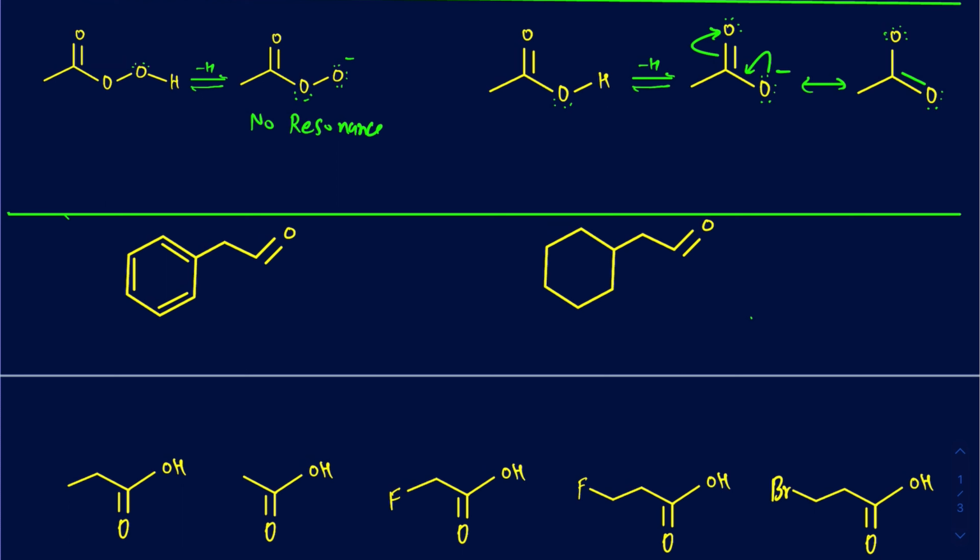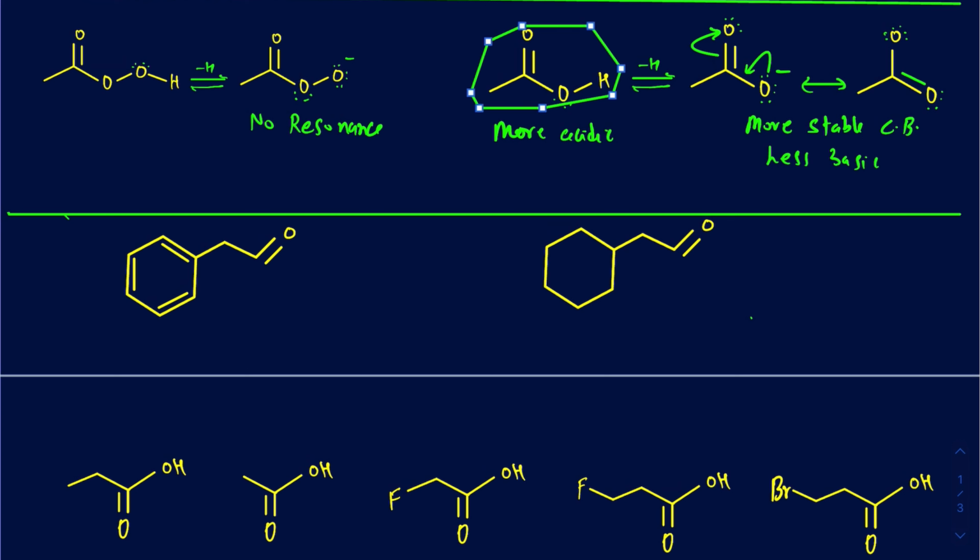So, like I have said, if you see resonance structures, that means it's going to be more stable. So that conjugate base for the right acid is going to be more stable. And if that's more stable, that means it's going to be less basic. And the acid of that conjugate base is going to be more acidic. So this guy right here is going to be more acidic compared to the one that's on the left side.